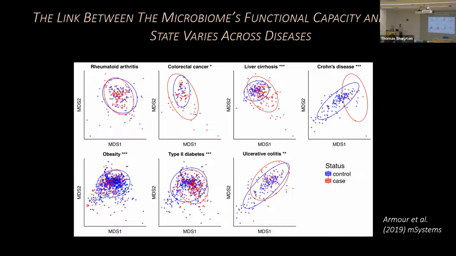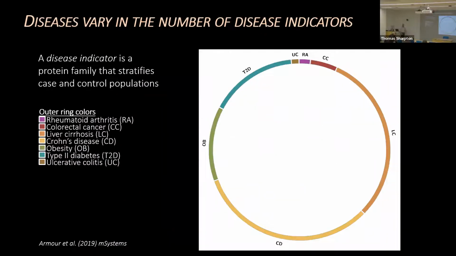What we did instead, and I think is far more interesting, is we asked what are the specific gene families that stratify cases and controls for each of these different studies. And we call these disease indicators. This is just a fancy way of saying it's a protein family that's more or less abundant in diseased individuals and their respective controls. Now, what we're going to do is we're going to build a chord diagram together today.